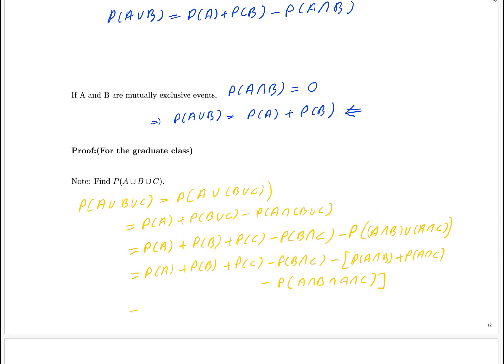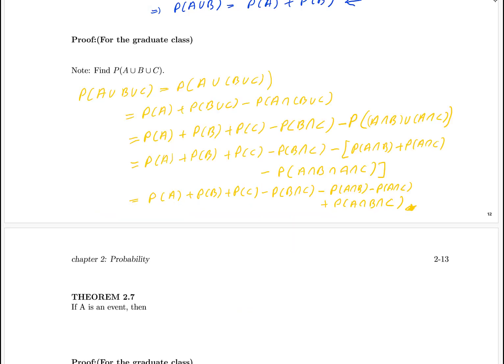So then we can simplify this. Probability of A plus probability of B plus probability of C. Then I use this one here: minus probability of B intersection C, minus probability of A intersection B, minus probability of A intersection C, and plus probability of, what is this one? A intersection B intersection A intersection C. That means probability of A intersection B intersection C.